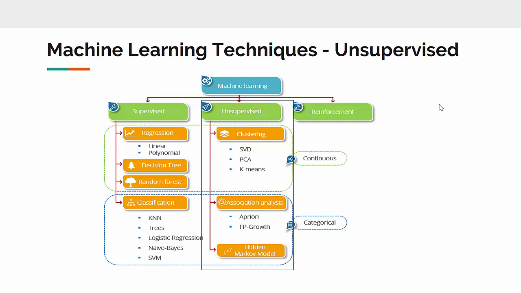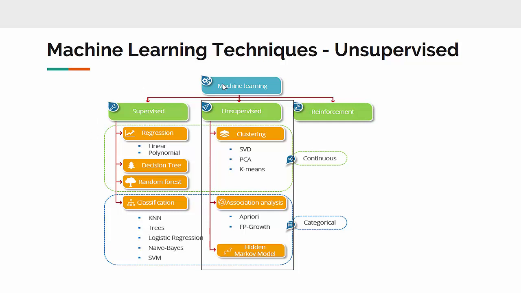Essentially, they are machine learning techniques where the data that is being used to train the model does not have specified outcomes. Specified outcomes such as, for example, the price of a HDB flat or whether a credit card transaction is fraudulent or not. In the case of unsupervised learning techniques like clustering, we are simply trying to group certain items together.